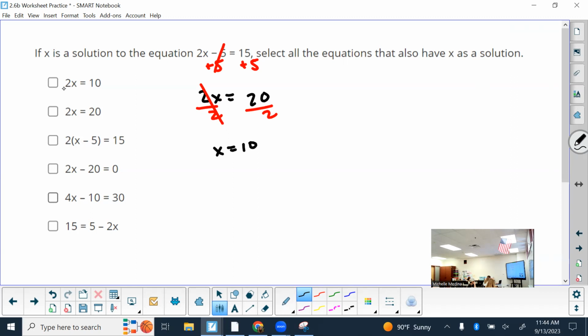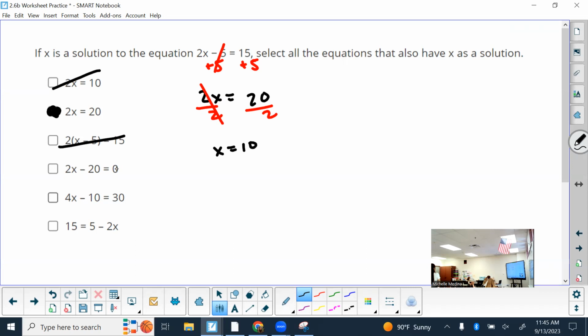So for it to be an answer, we're selecting all the equations that also have 10 as a solution. So see if it makes sense. Is 2 times 10, 10? No, so don't pick that one. Is 2 times 10, 20? So pick that one. You're plugging in 10 for all the x's, and checking if it's true. Then if I plug it in here, what's 10 minus 5? And then 5 times 2, is that 15? Don't pick that one.